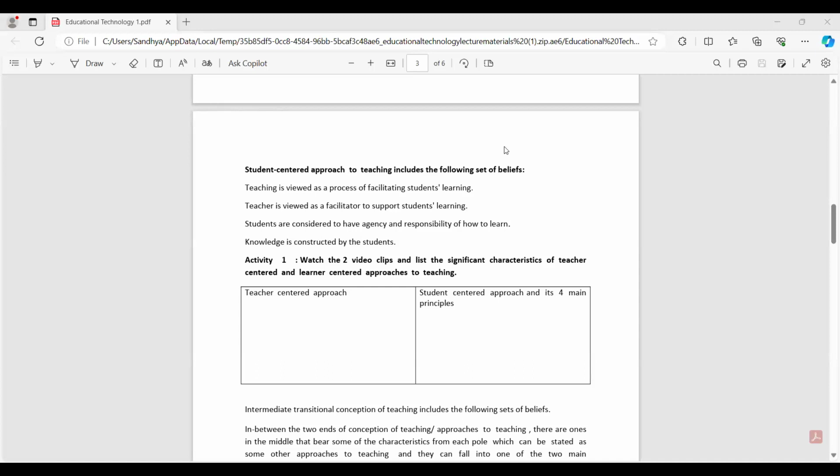Okay. Then, next point. Number 7. We say that discipline is very important. Discipline is very important. And silent classrooms are expected.